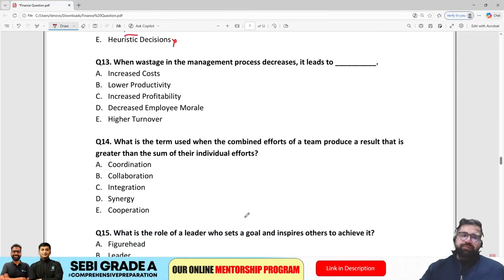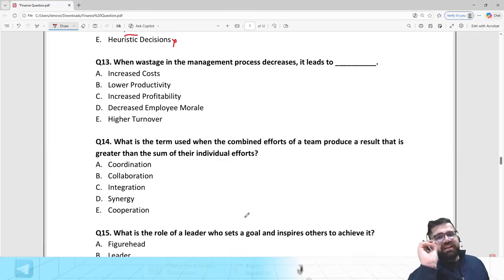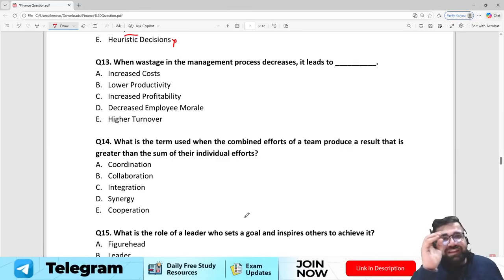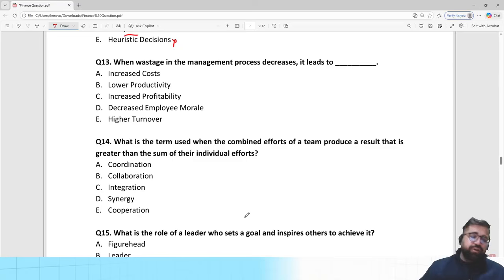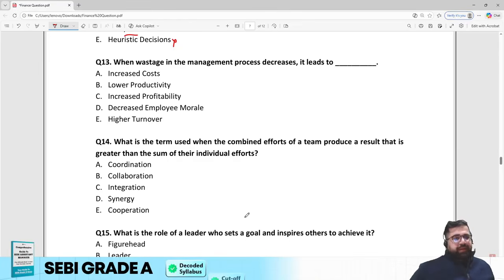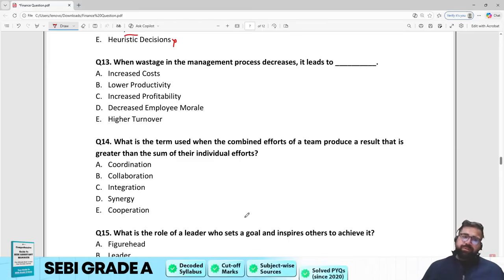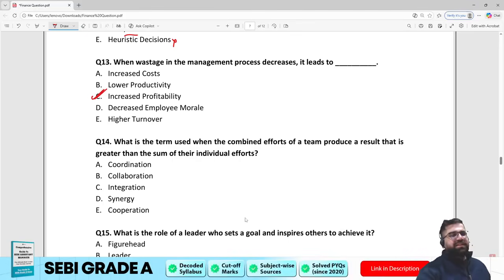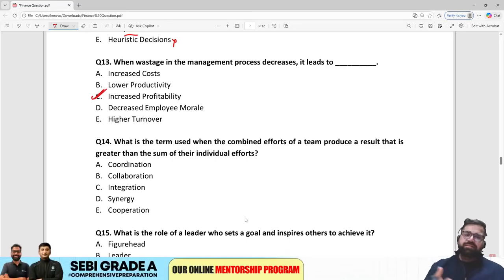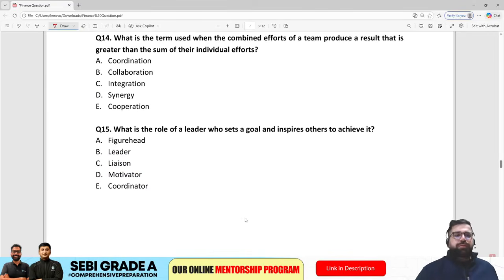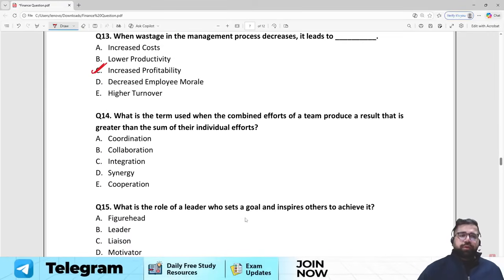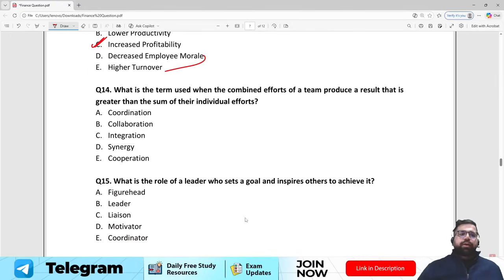Next, question number 13. When wastage in the management process decreases, it leads to what? So when the wastage in the management process is decreasing, what will it lead to? Increase in cost? No, right? Because if you are decreasing your waste, then how will it increase your cost? Right? Tell me, lower productivity? Again, no. Increase profitability? Yes. Now this is a common sense question. Even if you know nothing about management, still you can solve it. Question number 14. If you want to read other options, you can read, but they will again not make any big sense.